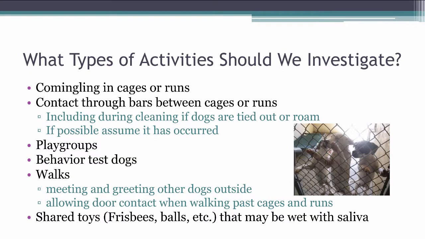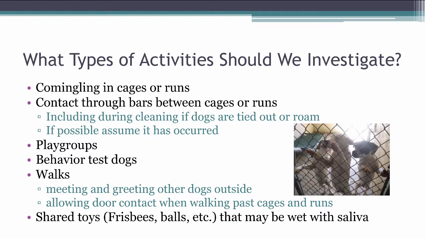And these are really important to sit and think about what happens in the shelter that could transmit rabies that you want to specifically look at. So we've identified which animals may have been in contact. But do we have commingling in our runs or contact through and between the cages? And we talked about that one already.